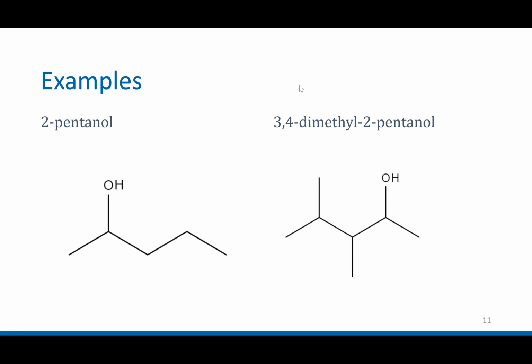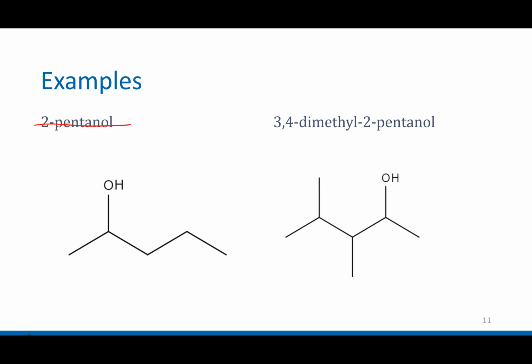So pentanol. Okay, so we have 2 examples here. We have 2-pentanol and 3,4-dimethyl-2-pentanol. So a little bit more complicated. 2-pentanol is pretty straightforward. So let me pretend that the name isn't here.